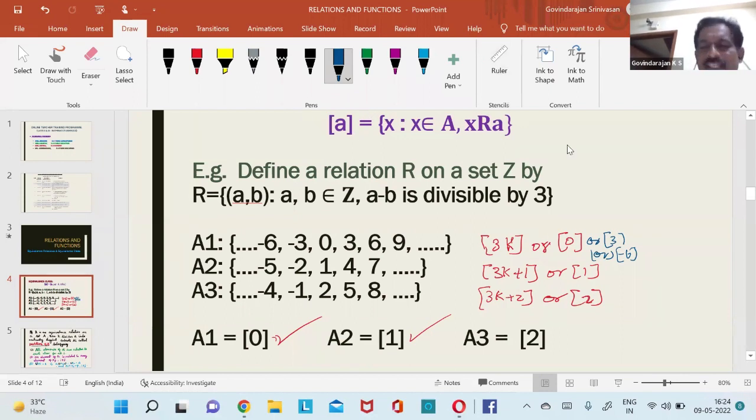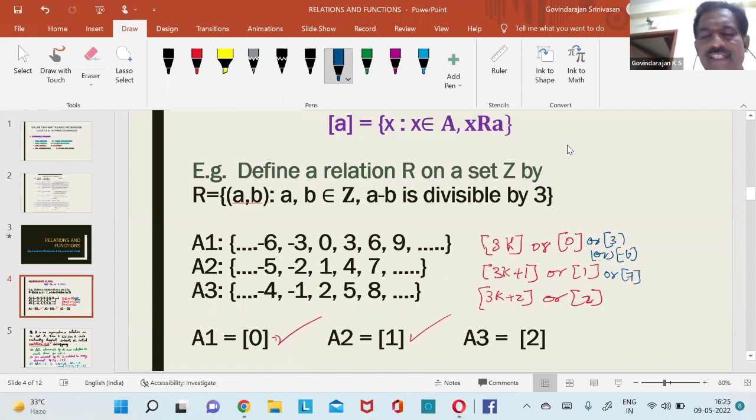Here, the equivalence class of 3K plus 1. Suppose K is equal to 0. So 3 into 0 plus 1 is 1. Or you can put any integer for K. Suppose you put K is equal to 2, 3 into 2 is 6, 6 plus 1 is 7. So the equivalence class of 7.